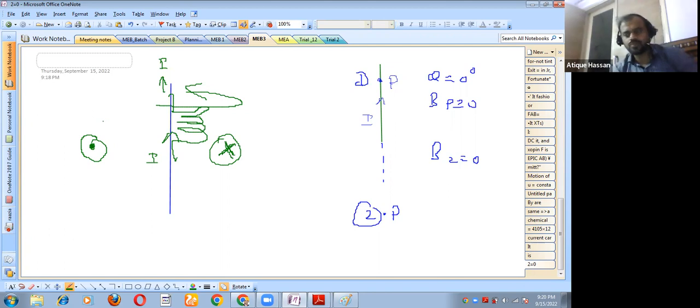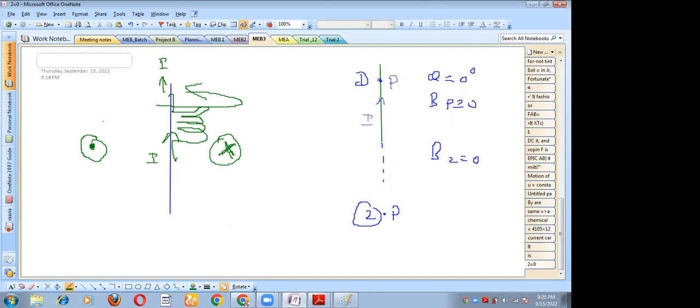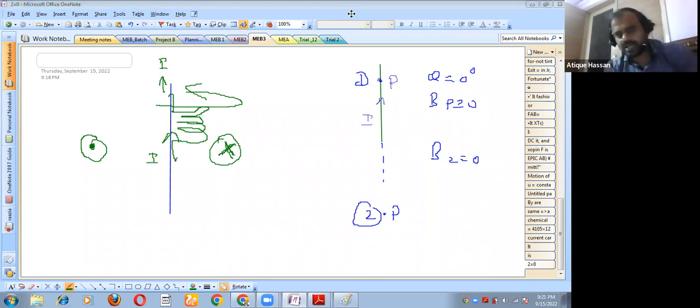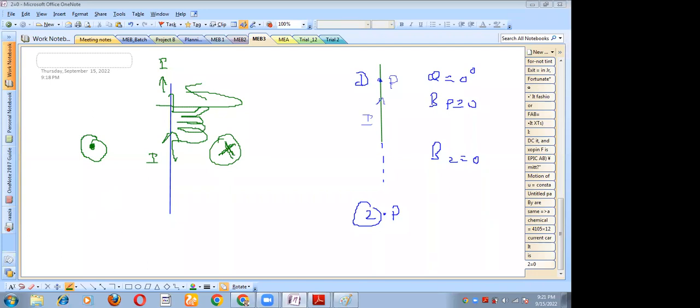Understood? Yes, sir. Maimuna, are you getting how we find the direction of magnetic field and how we get zero magnetic field at those points P at locations 1 and 2? Are you getting it? If you have any doubt, you can ask. Maimuna. Can you hear me? Am I clearly audible? Krishna, am I audible? Yes, sir, you're audible.